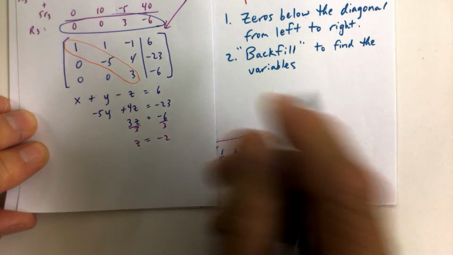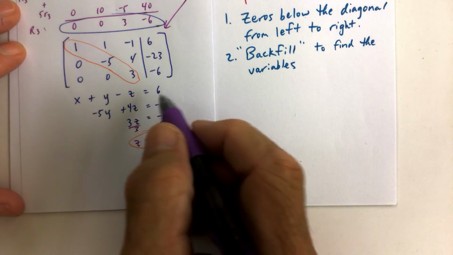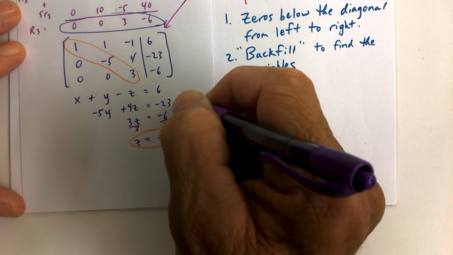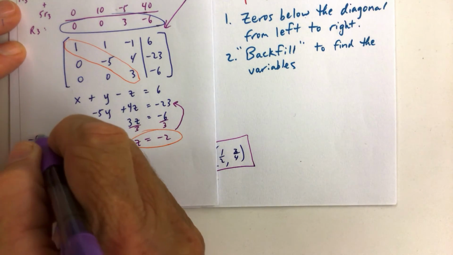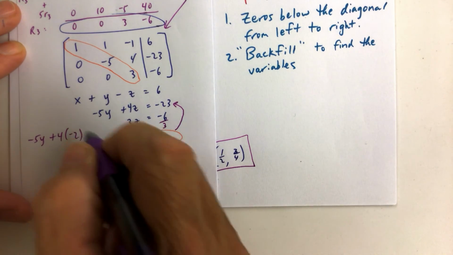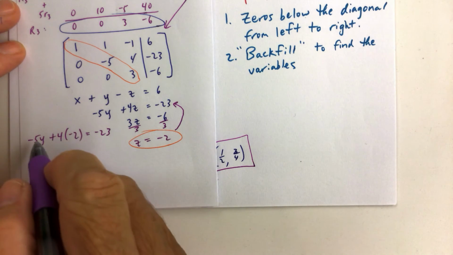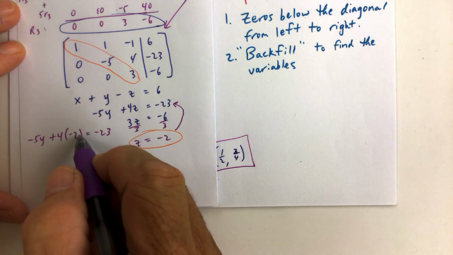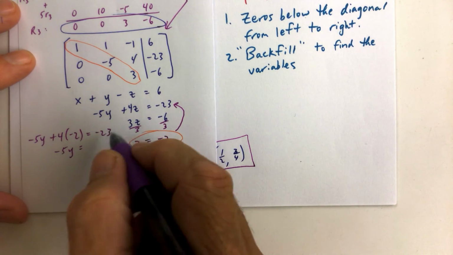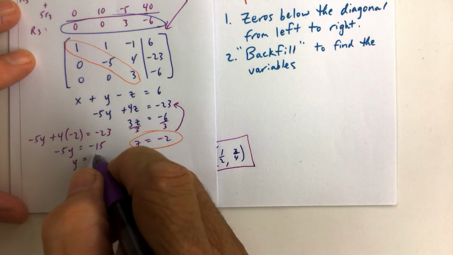So there's one value. And let me see if I can squeeze this in here. If I then back up to the next equation, we're going to use negative 5y plus 4 times z. Again, z is negative 2, is equal to negative 23. I'll try to do some of this in my head so I can squeeze it in here. Negative 5y minus 8. So if we add 8 to both sides, we get negative 5y. Adding 8 to negative 23 gives us negative 15. Dividing both sides by negative 5 gives us y is equal to 3.